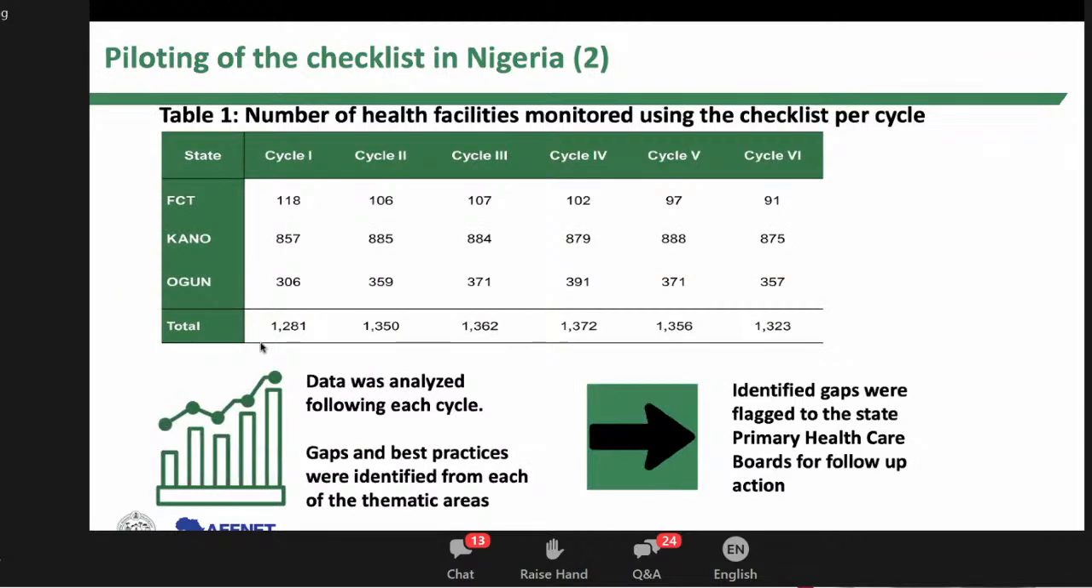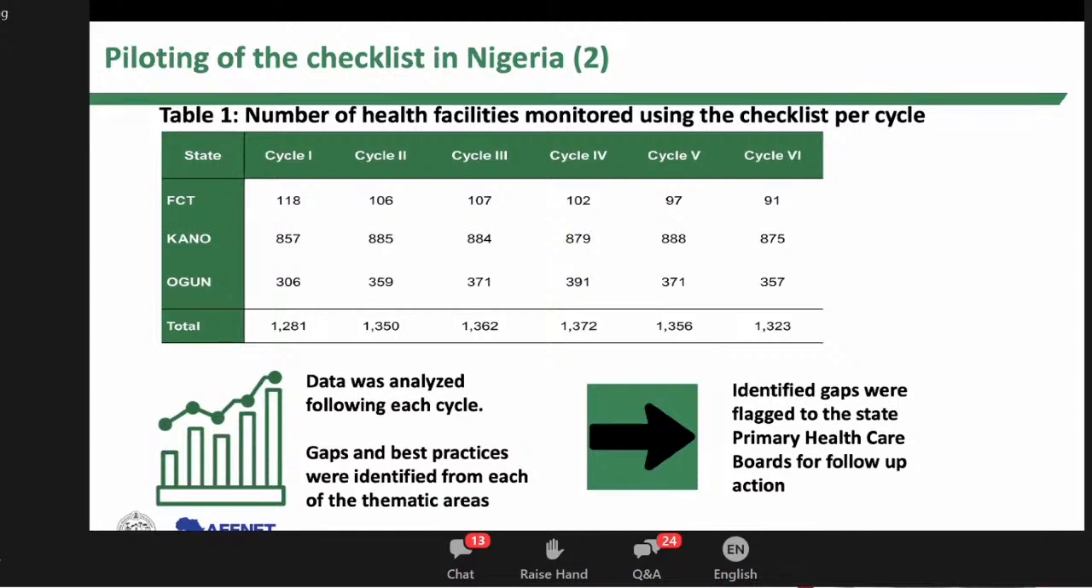Now, during the pilot, the total number of health facilities monitored with the checklist in cycle 1 was 118 in FCT, 857 in Kano, and 306 in Ogun, bringing the total to 1,281. For cycle 2, in these 3 states, we looked at 1,350, while cycle 3 was 1,362. Cycle 4 was 1,372, while cycle 5 and cycle 6 were 1,356 and 1,323 respectively.